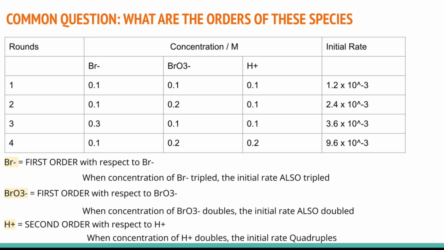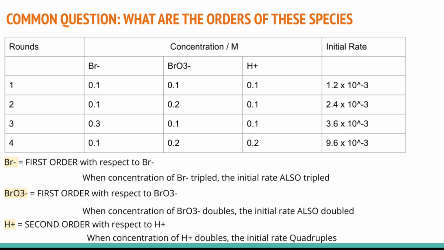And as for hydrogen ion, in order to work out hydrogen ion, we have to look at experiment 1 and experiment 4. So as you can see in experiment 4, there are two species that have a change in concentration, bromide and hydrogen ion. So the first thing you want to do in this question is work out the order of one of the species first. And we have already done this because we worked out the order of bromate already, which is first order. And as we know, for first order, if a concentration doubles, then the rate will also double.